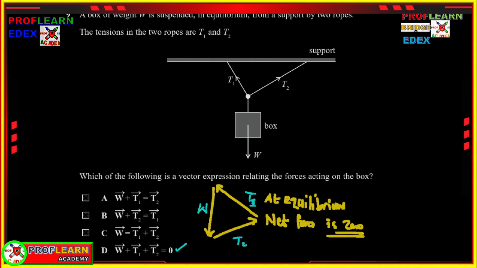A box of weight W is suspended in equilibrium from the support by 2 ropes. The tension in the ropes is T1 and T2. Now we have 3 forces. Since the object is at equilibrium, the 3 forces combined are going to form a closed triangle. If the object is at equilibrium, the resultant force is 0. So the sum of all the forces, T1 plus T2 plus T3, gives a resultant force which is 0 because the object is at equilibrium.